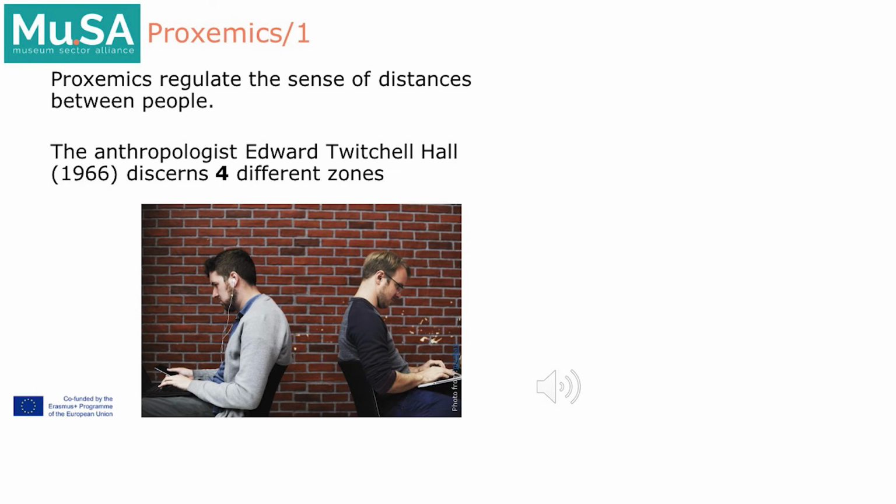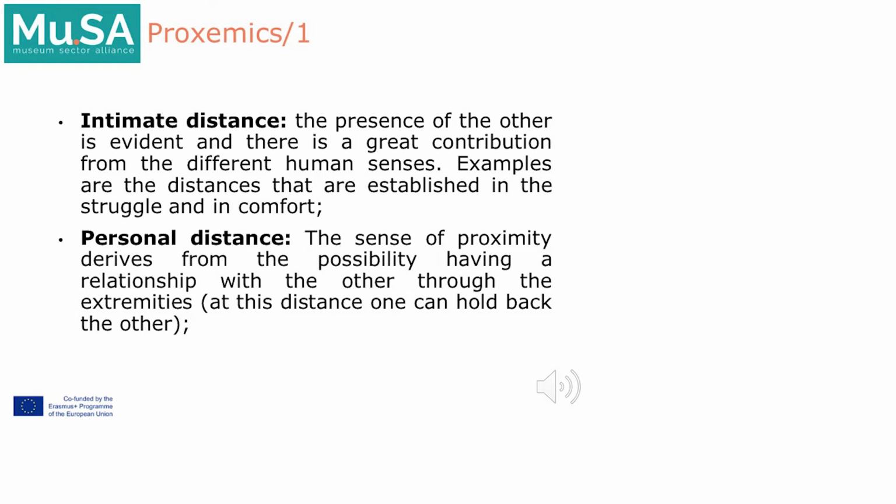Proxemics. Proxemics regulate the sense of distances between people. The anthropologist Edward Twitchell Hall discerns 4 different zones. Intimate distance: the presence of the other is evident and there is a great contribution from the different human senses. Examples are the distances that are established in a struggle and in comfort.